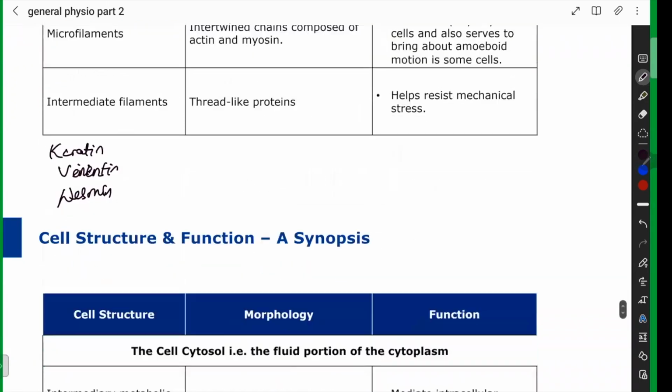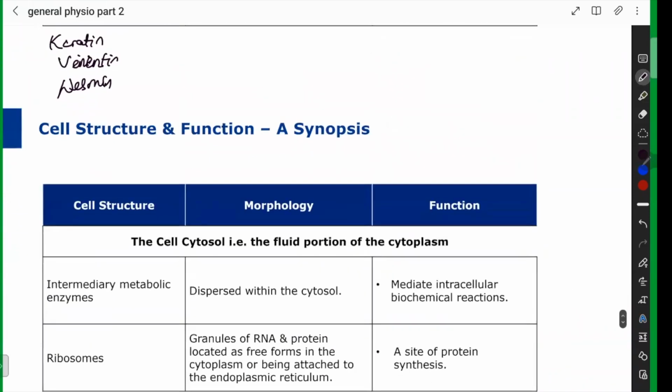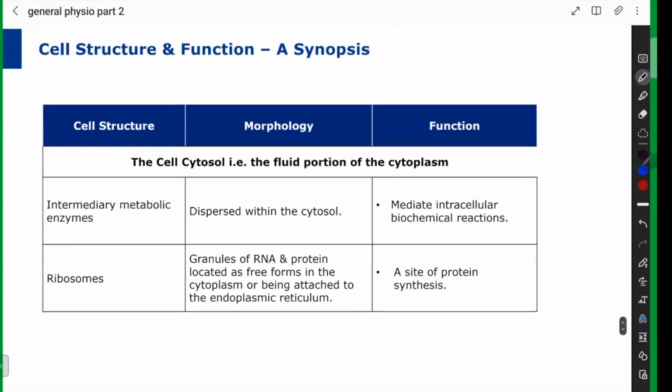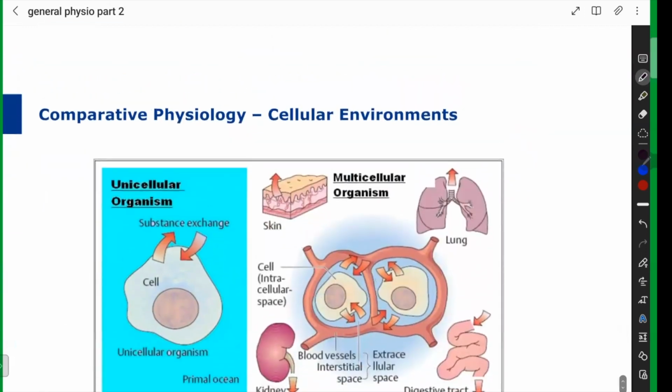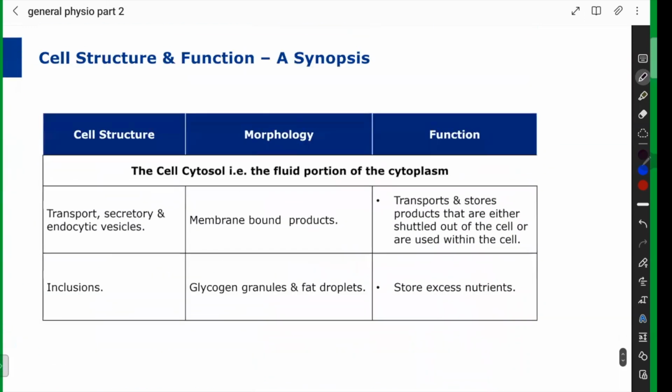With this, I am completing the entire synopsis about the cellular structures. Last and finally, I would like to add ribosomes. They are granules of RNA and protein located as a free form in the cytoplasm or attached to the endoplasmic reticulum. They are very important as the site of protein synthesis. They are going to play an important role in protein synthesis. Clear, guys? Okay, with this, so this is your multicellular organism, which has very important cell structure. I think you all understand the various cellular physiology.